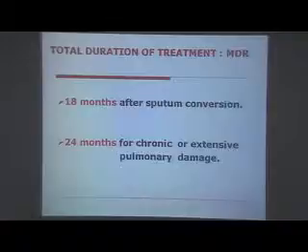Total duration of treatment is 18 months after sputum conversion. Please remember, do a periodic sputum examination. When this MDR or XDR patient becomes negative, from that date onwards you have to do 18 months of treatment. 24 months for chronic and extensive pulmonary damage. When the patient is having extensive pulmonary damage, sometimes the patient will have smear negativity, but if you look at the X-ray, there won't be any lung parenchyma at all. In that situation you have to give for 24 months.